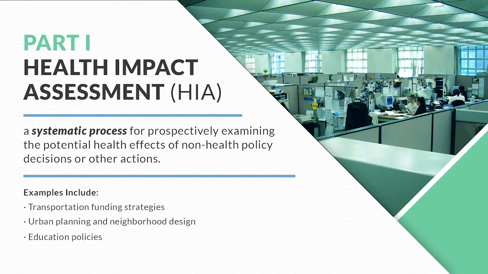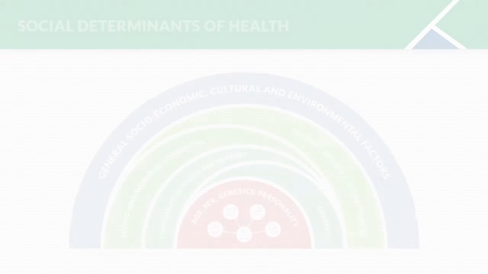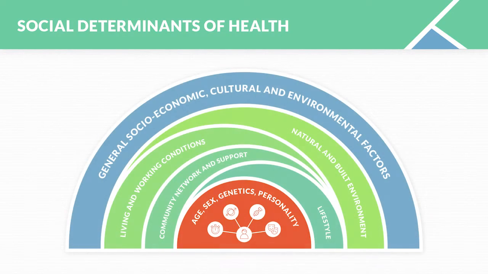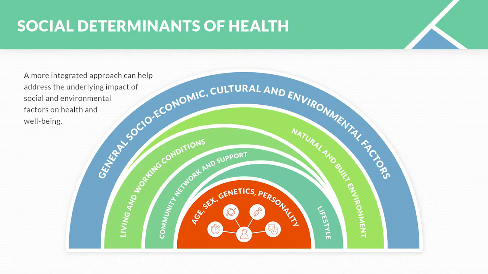HIA is a tool that has been used with increasing frequency in the U.S., with support from government agencies like the Centers for Disease Control and Prevention and philanthropies like the Robert Wood Johnson Foundation. Maternal and child health professionals know that policies related to education, transportation, and housing, to name a few, have far-reaching consequences, especially for women, children, and families.